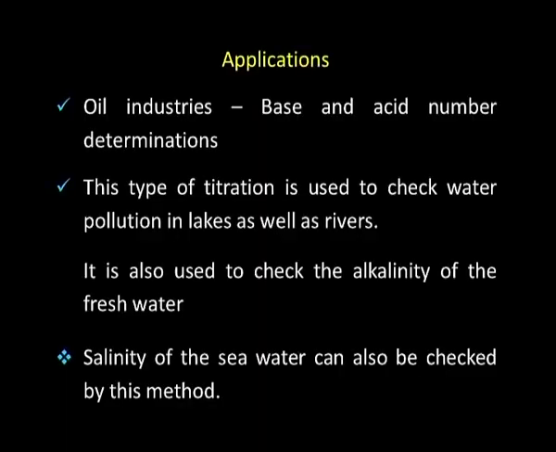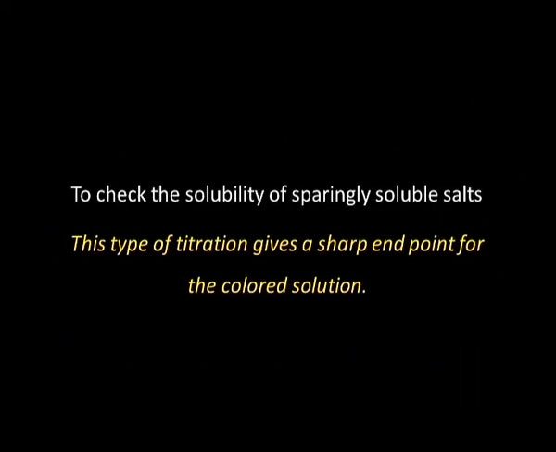There are several applications of conductometric titrations. In oil industries, it is used for base and acid number determination. This type of titration is used to check water pollution in lakes as well as in rivers. It is also used to check the alkalinity of the fresh water, and salinity of the sea water can also be checked by this method. To check the solubility of sparingly soluble salts, this type of titration gives a sharp endpoint for the colored solutions.